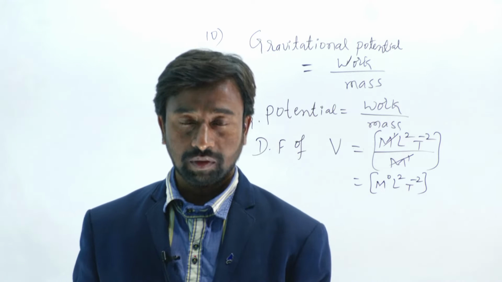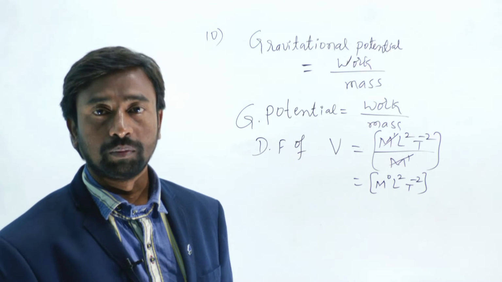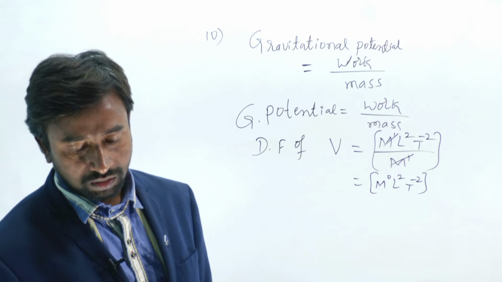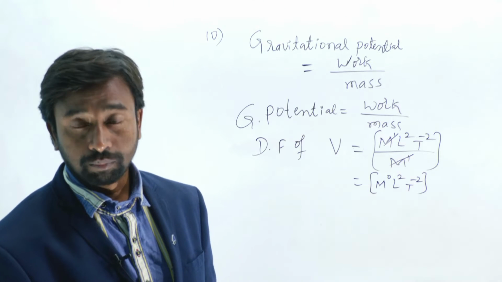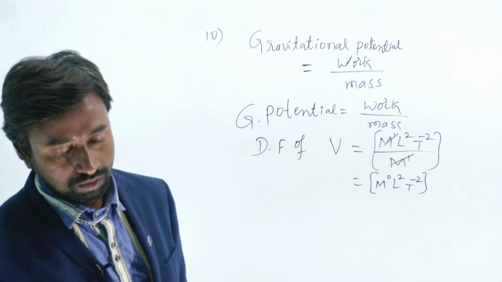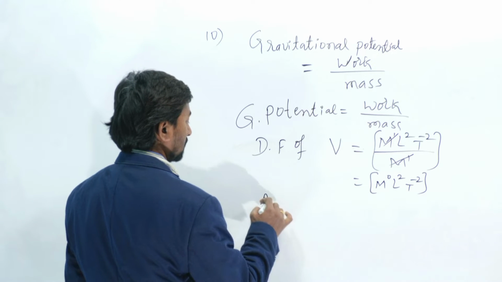M power 1, L power 1, T power minus 2 is the first option. Second option is given m power 0, L power 2, T power minus 2. And the fourth option is given there L power 1, m power 1, L power minus 2 and T power minus 2. Okay. So the right answer is what there? Option 2.